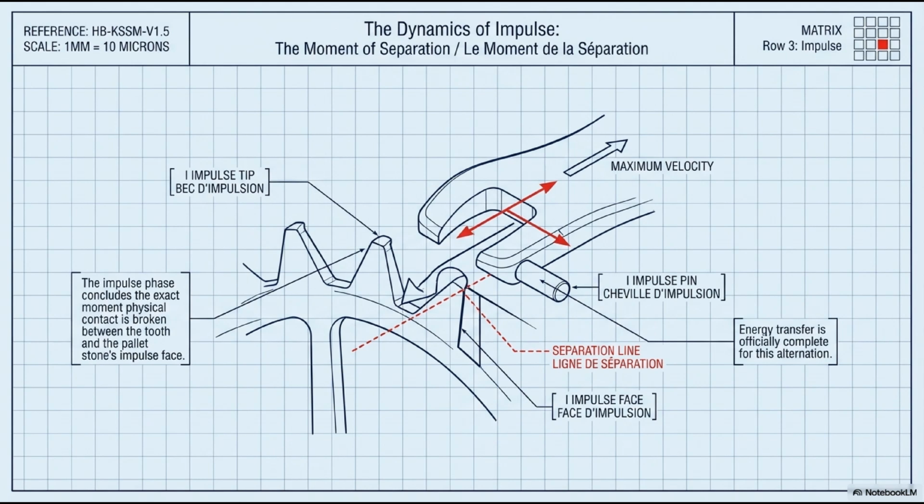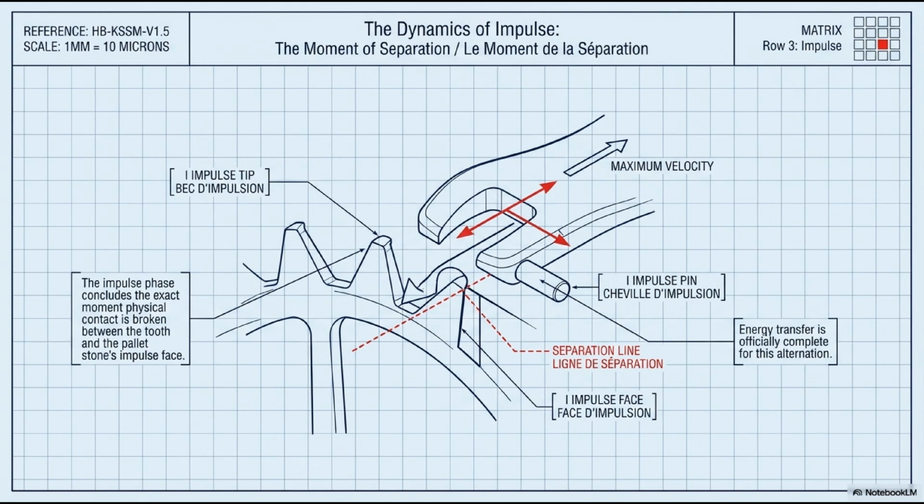Meanwhile, the escape wheel is suddenly free of pallet stone restraint. It continues forward under its own inertia, now with no contact with any stone. For a brief angular interval, the wheel is in free flight. This is the drop phase beginning.